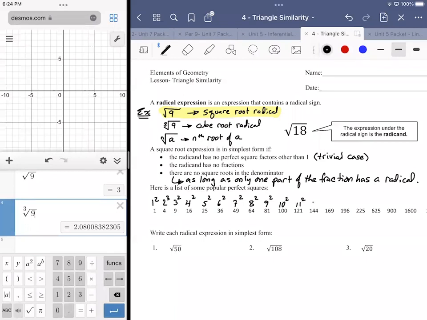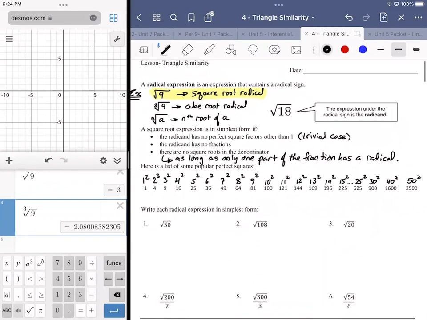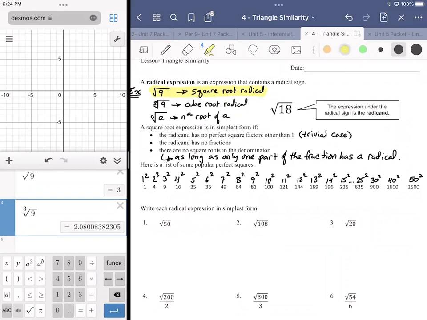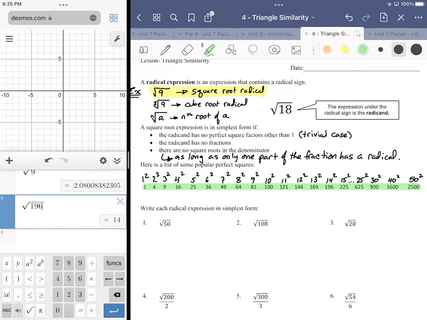10 squared, 11 squared, 12 squared, 13 squared, 14 squared, 15 squared. But then I jumped to 25 squared, 30 squared, and 40 squared. Oh, and 50 squared. And these are the most popular perfect square values that you might expect to see. Right? So any of these perfect squares, when square rooted, would give you a whole number as a result. So for example, if I took the square root of 196, I get a whole number as a result, 14. All right. So these are all perfect square values.